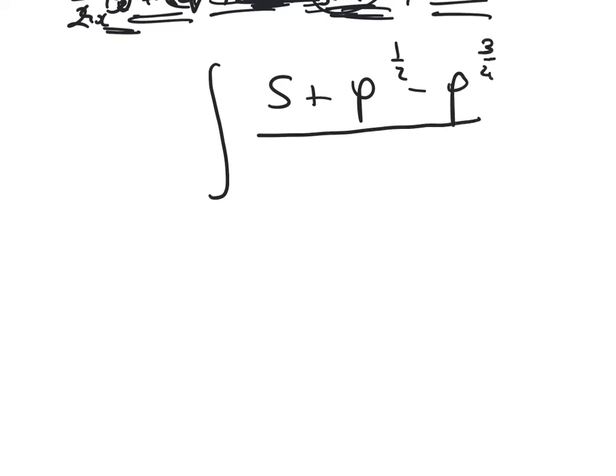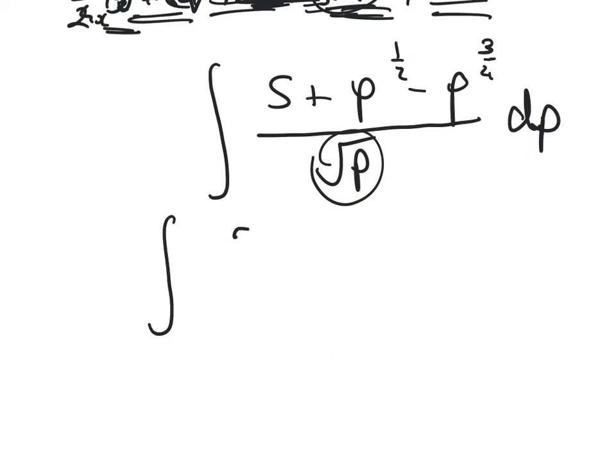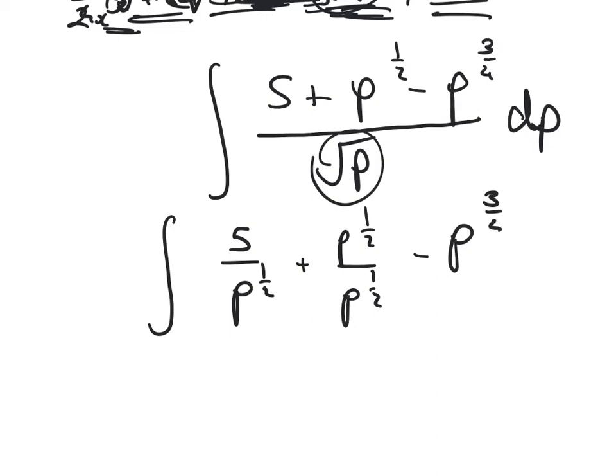Okay, let's try one that's a wee bit more complex again. So we're going to integrate 5 plus p to the half minus p to the 3/4 over the square root of p. Okay, so remember that the square root is just the thing to the power of a half, so I'm going to split that up, and that will be 5 over p to the half plus p to the half over p to the half minus p to the 3/4 over p to the half.